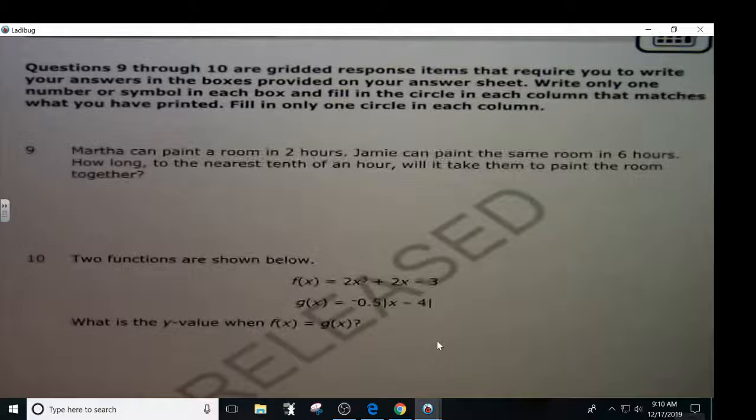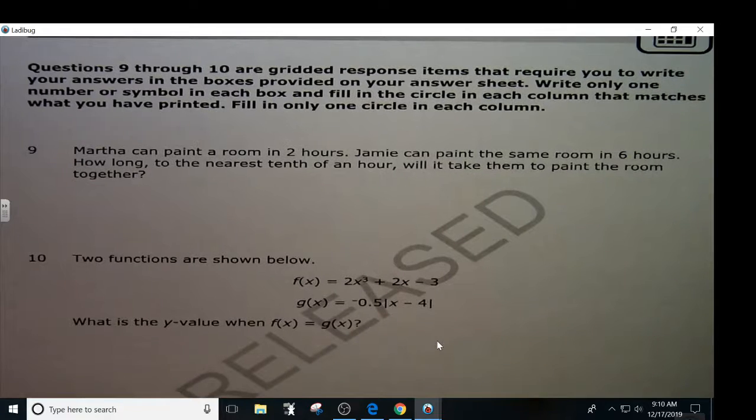Guys, somebody tell me, have you seen number 9 before? Let me zoom in. Does anybody remember how to set them up? Martha can paint a room in 2 hours. Jamie can paint the same room in 6 hours. How long, to the nearest tenth of an hour, will it take them to paint the room together?